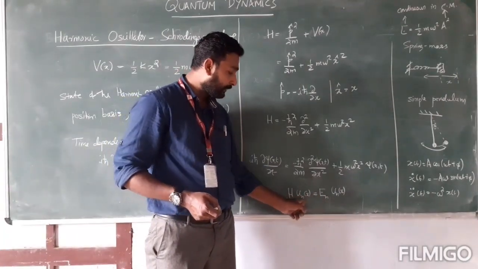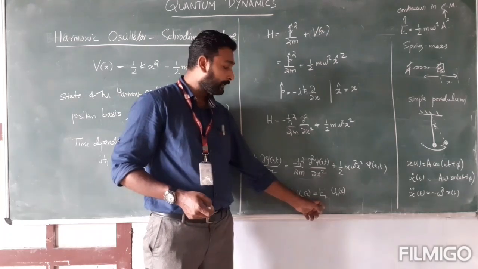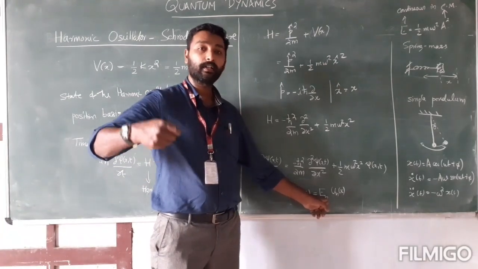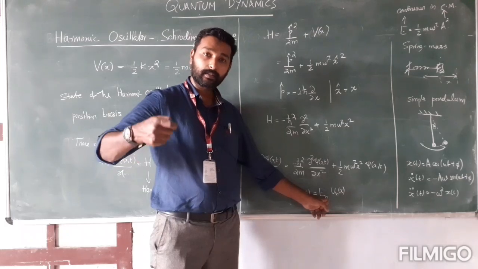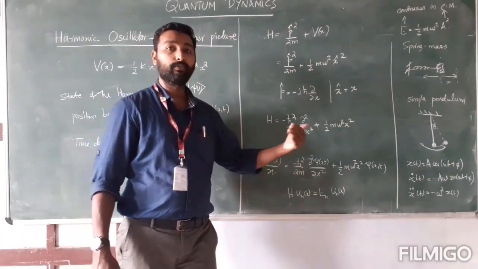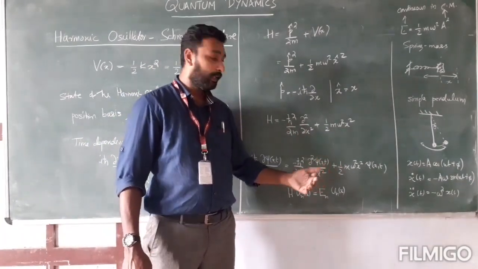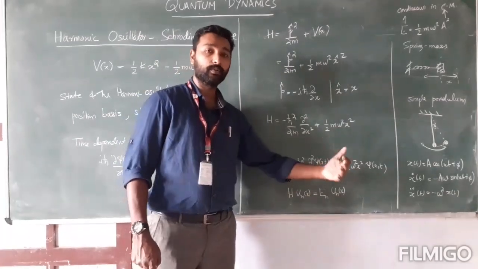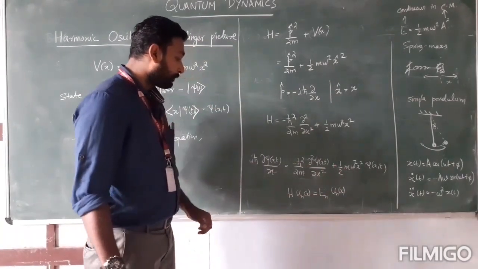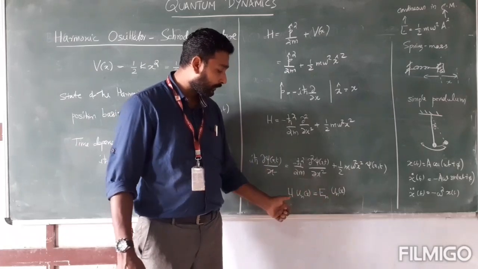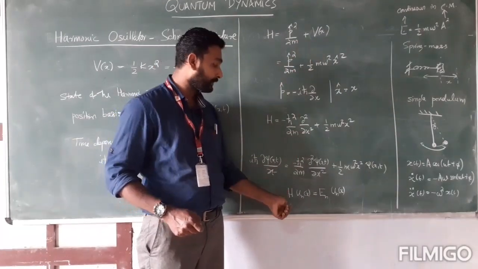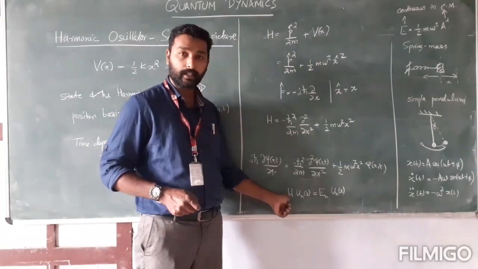This subscript n is very important here. It shows that there can be many eigenfunctions for a particular Hamiltonian corresponding to different eigenvalues. For example, for n equal to 1, you have u1 and E1, for E2 you have u2, for E3 you have u3. So for different eigenvalues, you have different eigenfunctions. This is just an eigenvalue equation. Now remember, this Hamiltonian, p²/2m plus V(x), is a Hermitian operator.